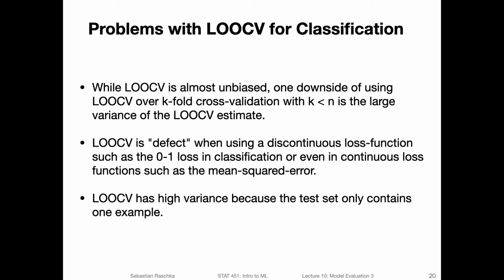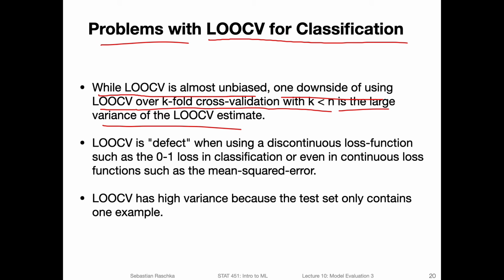Okay, so this was done for regression. Now what about leave one out cross-validation for classification? There are some problems with that. While the leave one out cross-validation is almost unbiased, because we almost use the full data set in each round for training the model, one downside of using this method over k-fold cross-validation with k smaller than n is the large variance of the estimate.